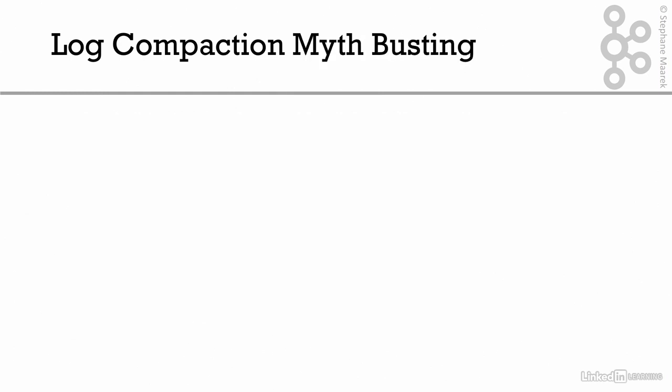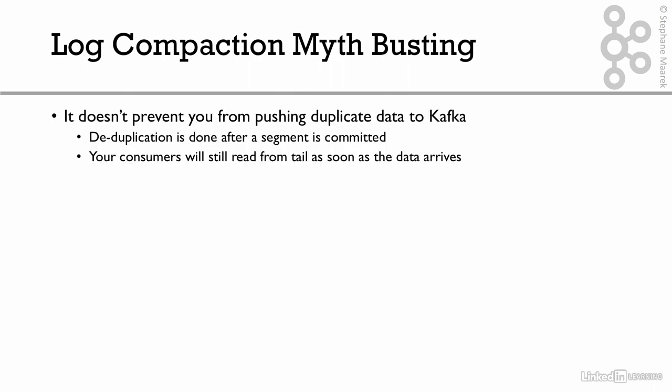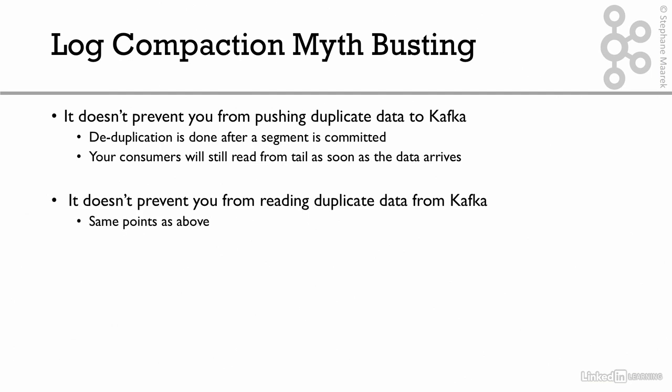Okay, so some myth busting on log compaction. Number one, it does not prevent you from pushing duplicate data to Kafka, because log compaction only happens after a segment is committed. That means that your consumers will still see all the data that is sent to the topic as soon as it arrives, because it reads from the tail. So it does not prevent you from pushing duplicates. It is not a deduplication method in any way. As we've seen, if you want to prevent at least network duplicates, you should use an idempotent producer.